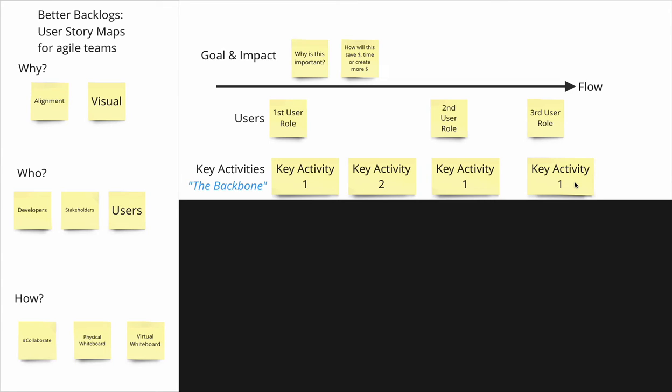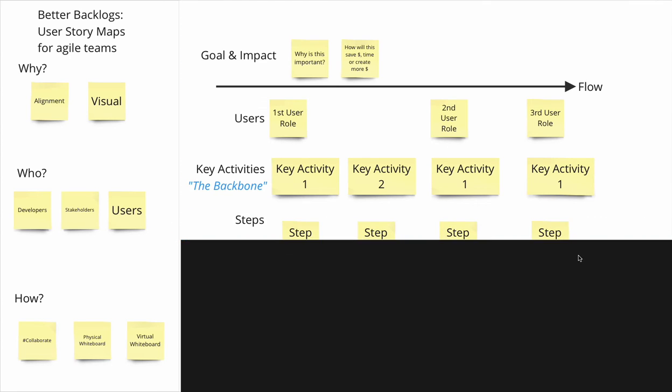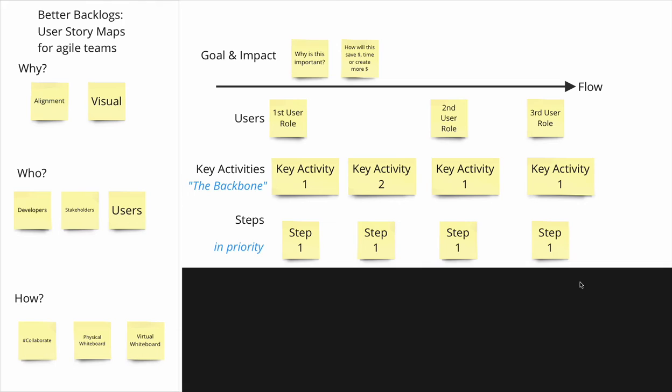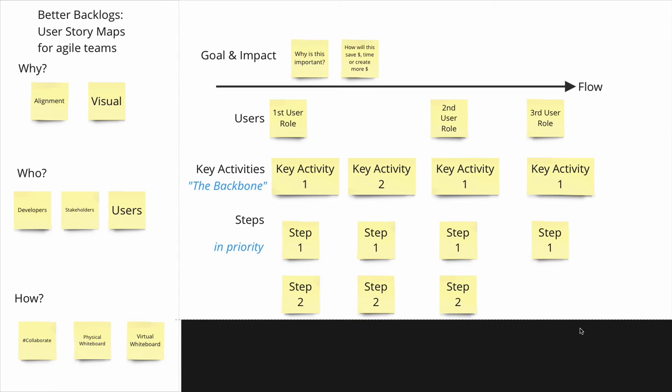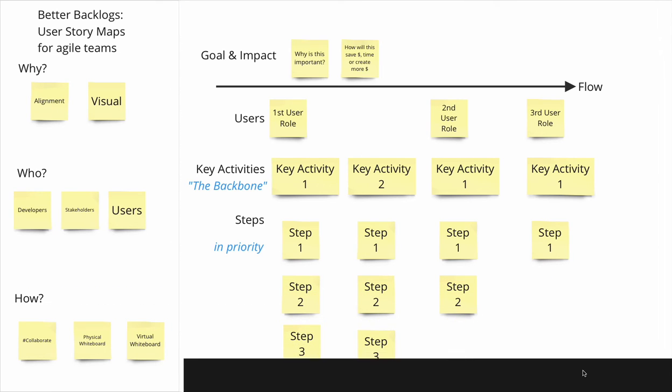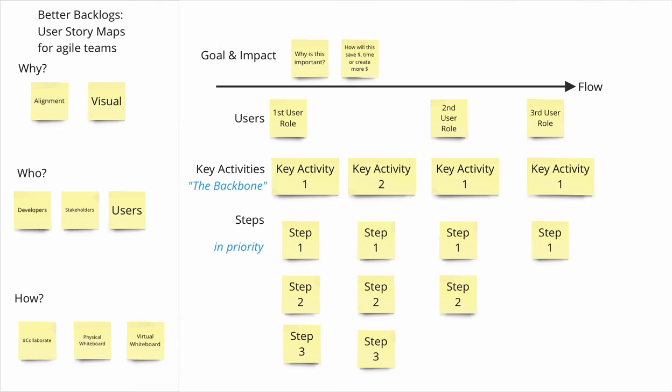Key activities are at a high level, just basically what is the mini goal for that sequence of steps. And the rest here are the steps. So for each one of the key activities, what's the highest priority step they need to do first? So there's step 1, and then step 2, and if necessary, 3, 4, etc.